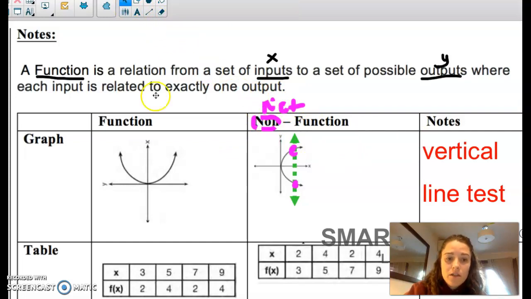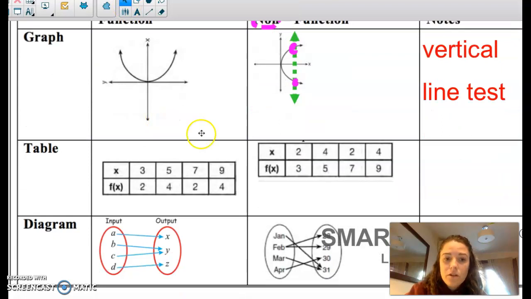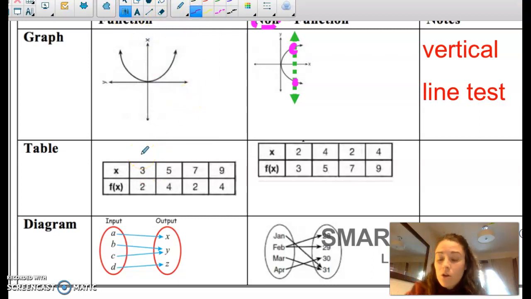All right, let's go down to when we have a table. When we have a table, you want to look for any x values that go to different y values. Here I see x of 3 goes to 2, an x of 5 goes to 4, an x of 7 goes to 2, and an x of 9 goes to 4. None of those x values repeat. They don't go to any different outputs. f of x, remember, is the same thing as y.